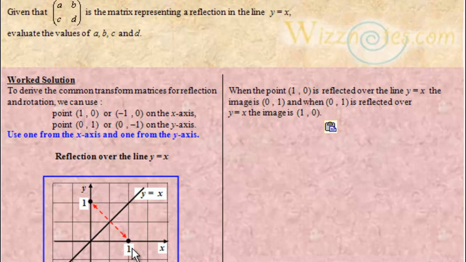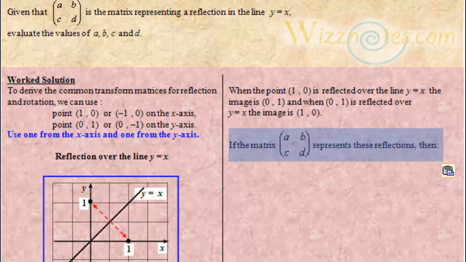The point is (1, 0). So what we're saying is that we're going to use this point as the point on the x-axis, and then we're going to use this point on the y-axis. We always use one point on the x-axis and one point on the y-axis, and the points we are supposed to use are these points.